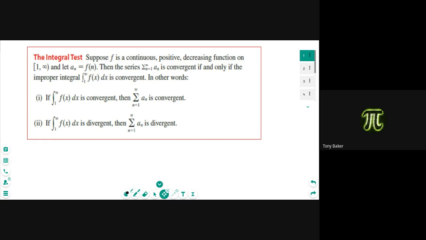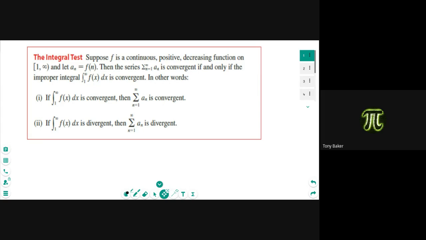All right. So we're going to start looking at the first of the tests that we can use to determine if a series is convergent or divergent. We're going to start off with a test that pretty much always works as long as it meets the certain conditions at the top.